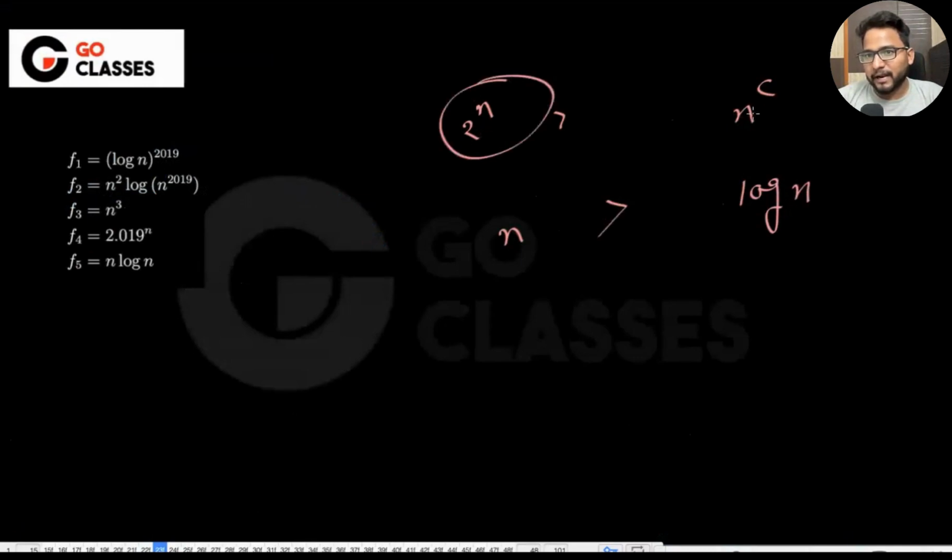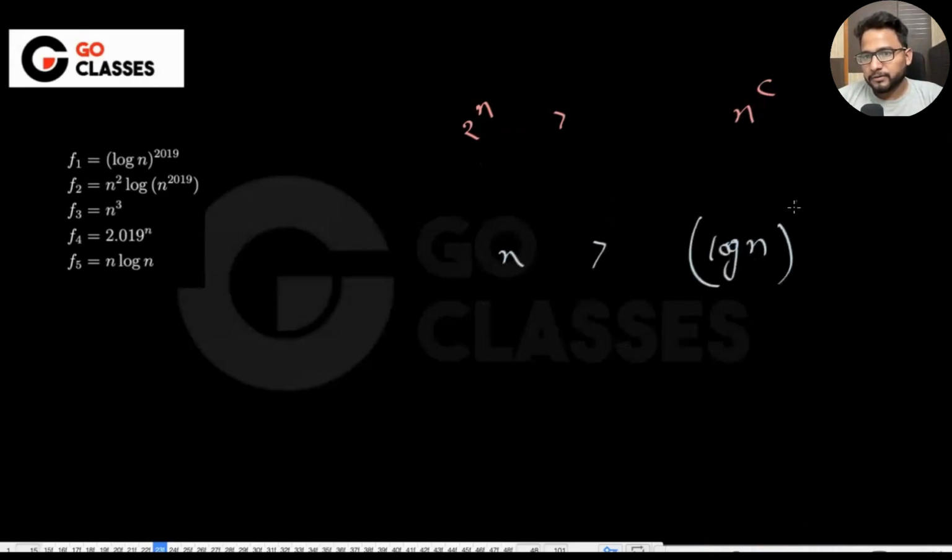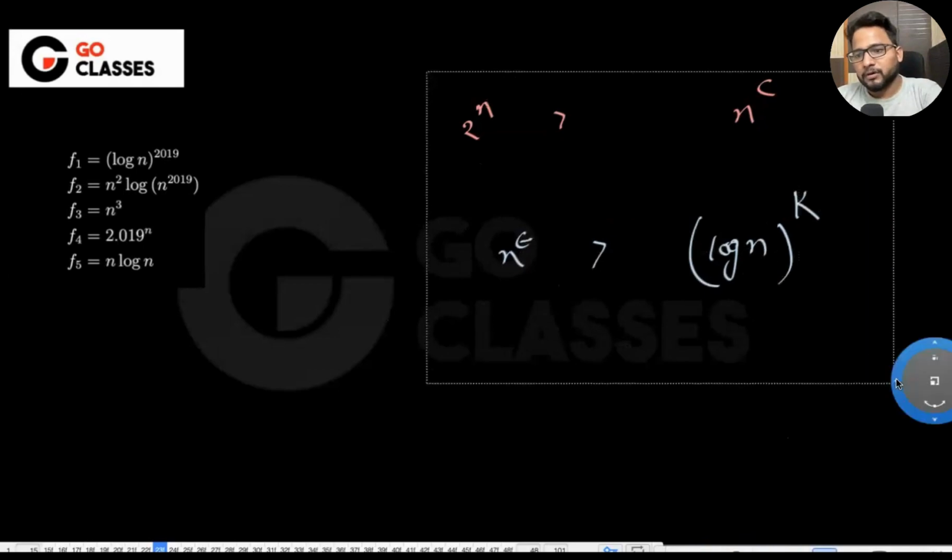One thing, 2 power n is greater than n power anything. You can even check with the log: this is basically n, this is log n, and n is strictly greater than log n. So 2 power n is strictly greater than n power anything, and similarly, n is greater than log n power anything. Do you remember these things? Even n power epsilon, I mean, n power even a very small power is greater than log n power even a very high power, right? Okay, good.